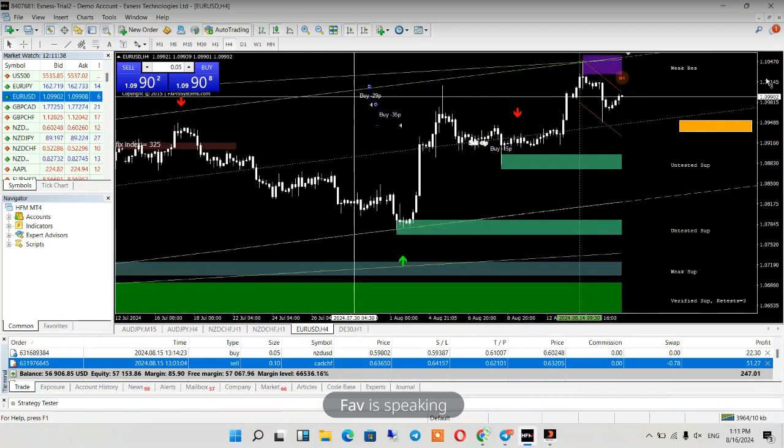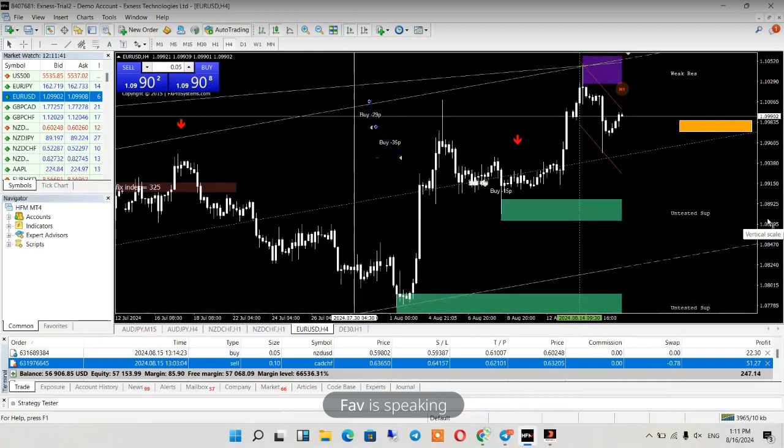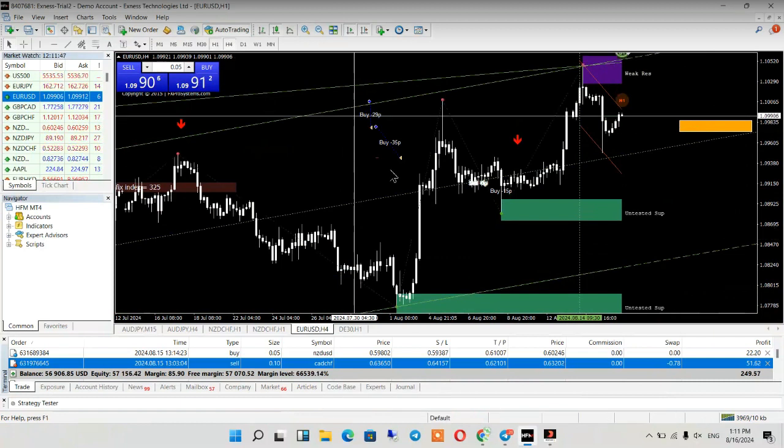So in anything I want to do here, I only want to buy. I don't want to sell. I only want to buy. All right? I only want to buy. So the next thing I want to do is come to the H1 time frame.